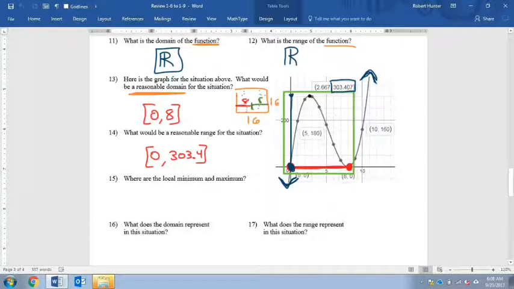I basically limited my domain to this region down here. If these are my only acceptable x values, my only acceptable inputs, then these are my only acceptable outputs. This one's out over here, this one's out over there. Let me clean this up a little bit.